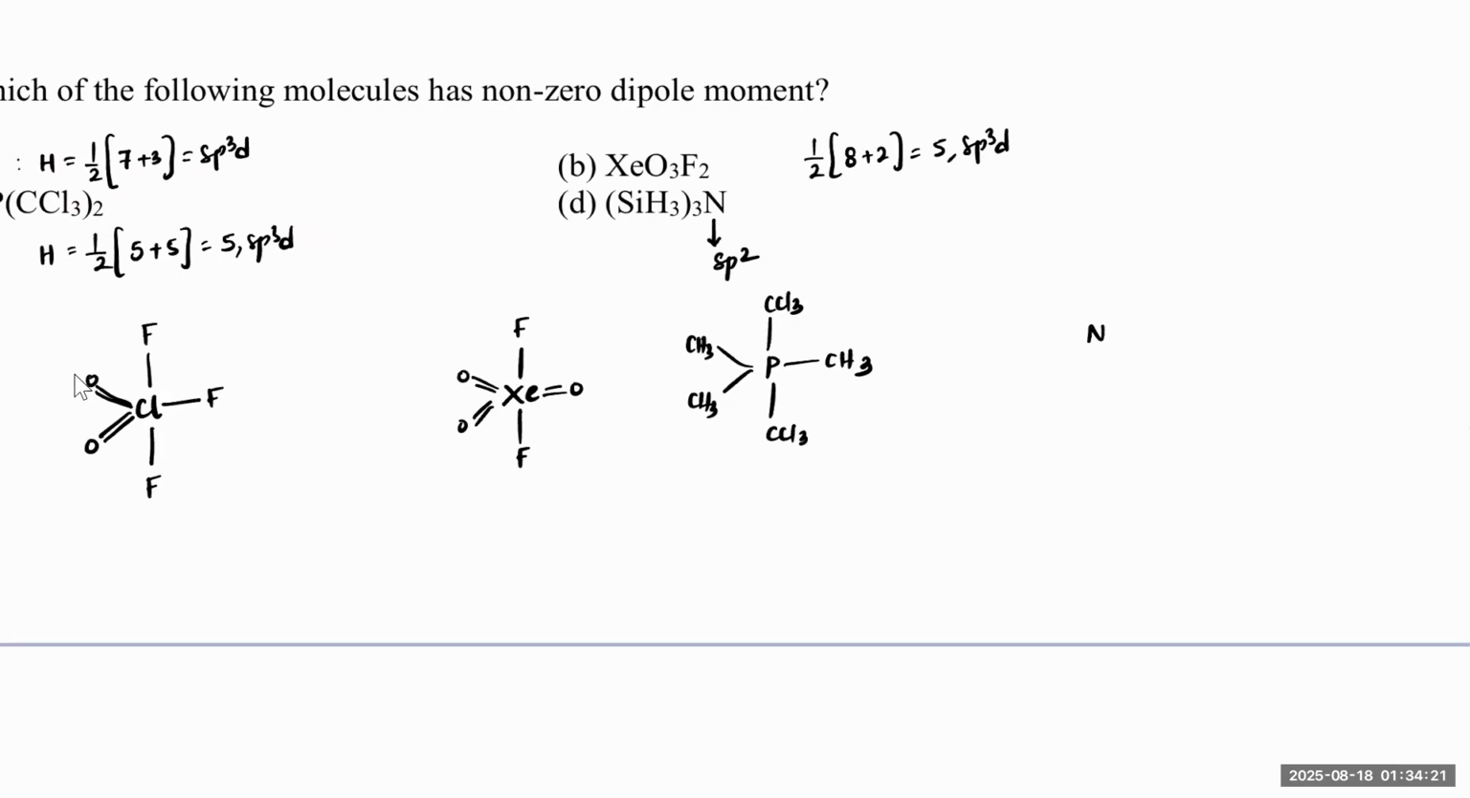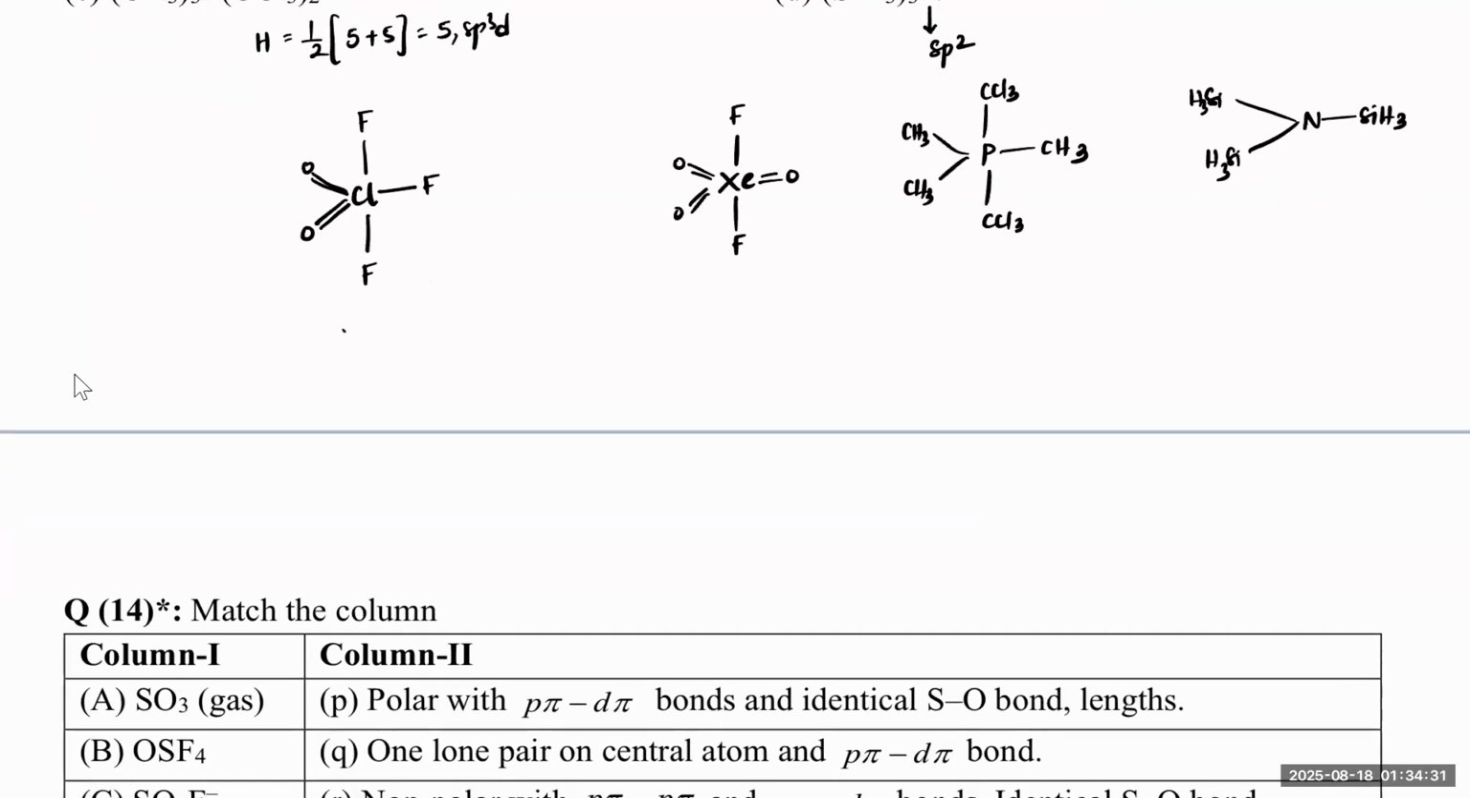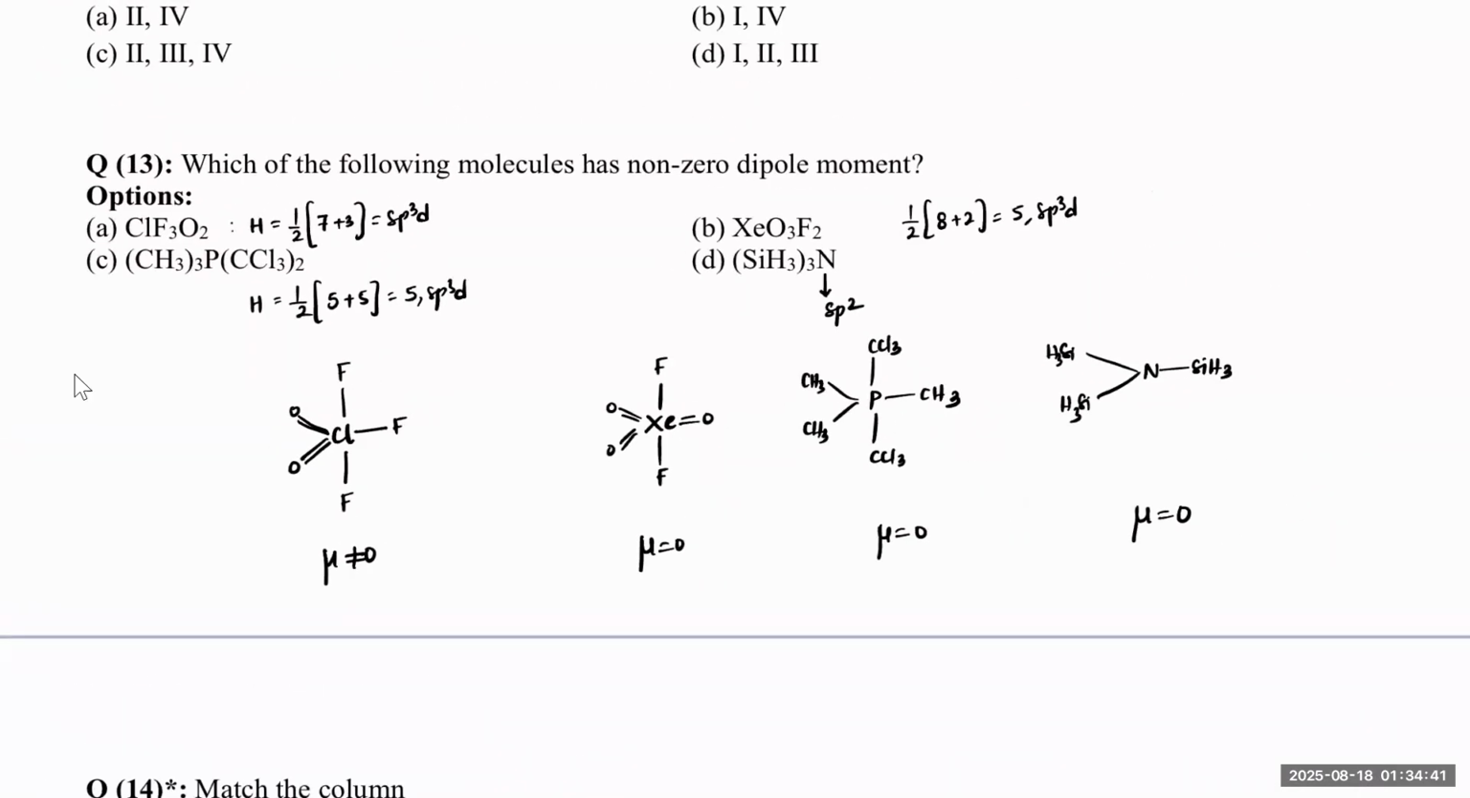Last one, nitrogen, it is triangular planar. It will be like this, with SiH3, SiH3. Now you can easily predict. So mu here is non-zero, mu here is 0, mu here is 0, mu here is 0. So tell me which one has the dipole moment? First one. Very, very important question.